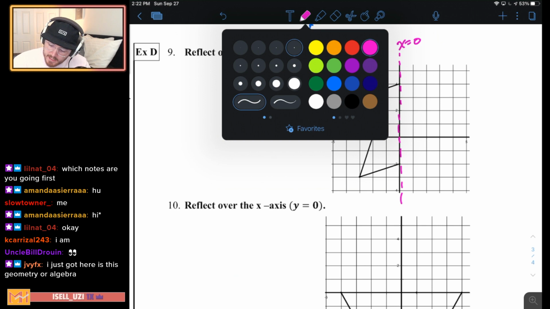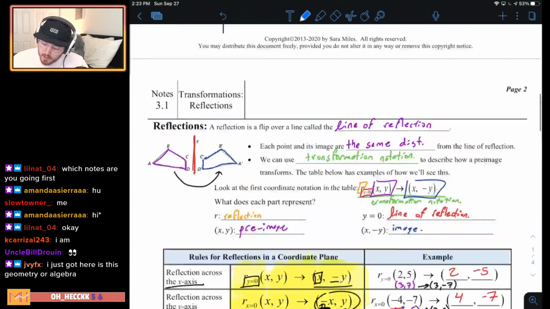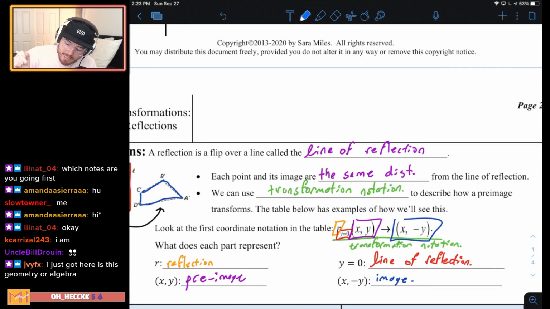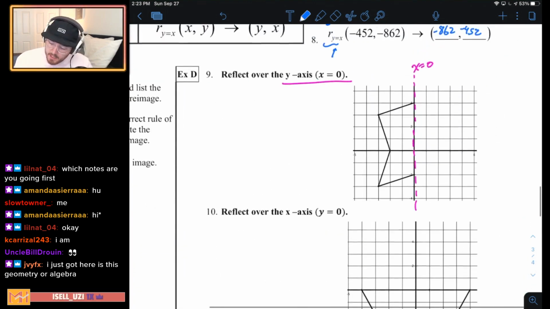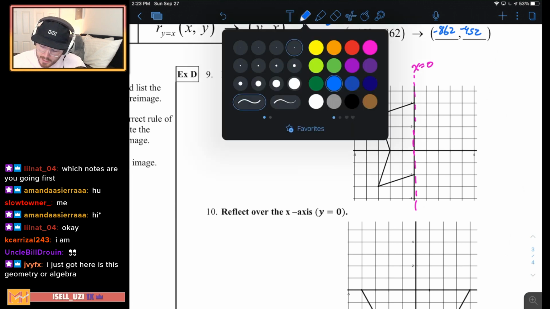And when we reflect, everything's just going on the other side. And the words that I used up here, just to recall, each point and its image are the same distance from the line of reflection. So what does that mean? This point right here, we'll call it A, is 1, 2, 3 away from the line of reflection. So that means the image needs to be 1, 2, 3 away on the other side.